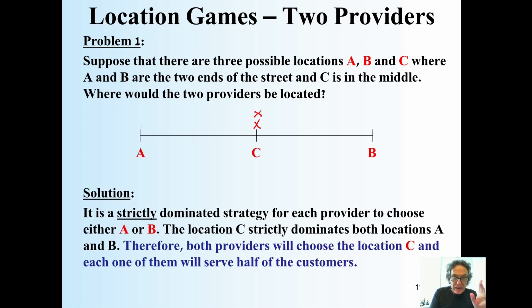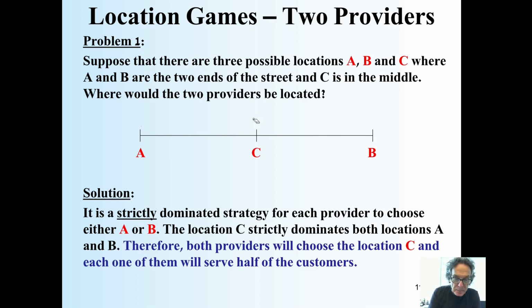Solution: not only will they be located there, but it is a strictly dominated strategy for each provider to choose either A or B. The location C strictly dominates both locations A and B. Why? First, the conclusion: therefore, both providers will choose the location C, and each one of them will serve half of the customers. If they are in the same location, they split the market.